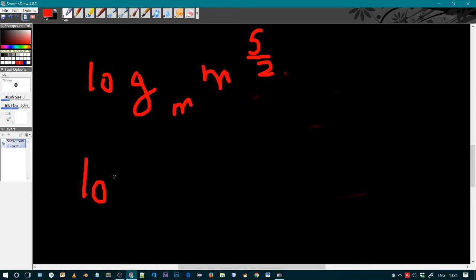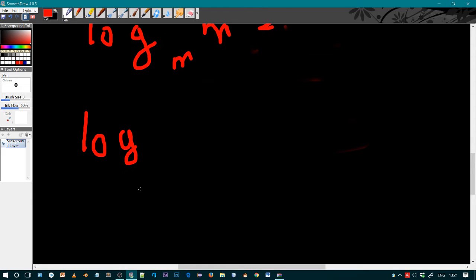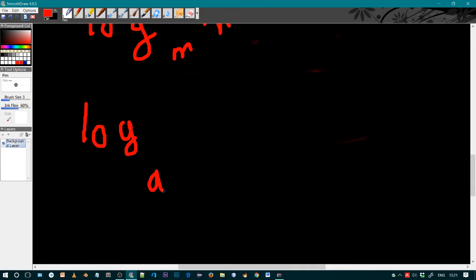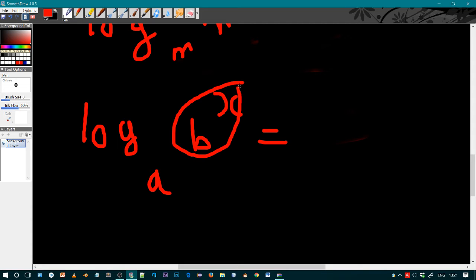You can copy these down in your notebook so you are familiar with these rules. And this rule is quite good. It comes into use in a lot of problems. We'll use it in this video too. So for example, log base a of b to the power x, you have to simplify this. The answer is b to the power x. A is the base and x is the exponent.